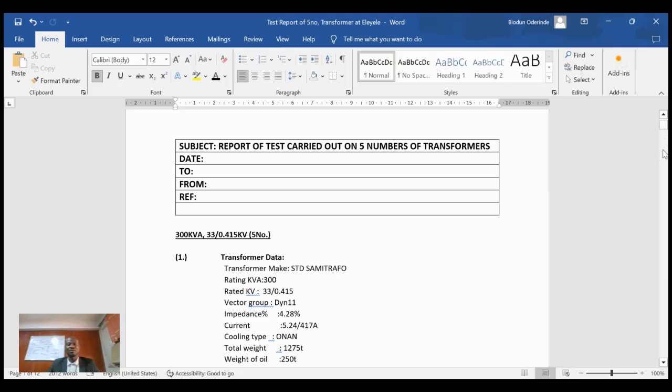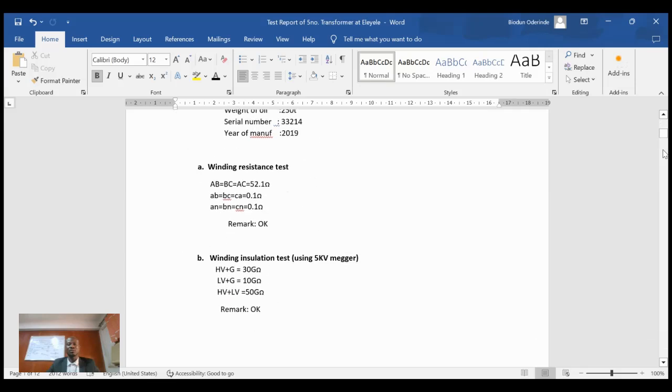So today we'll be discussing those tests in detail. Now we'll talk about the winding resistance test. The winding resistance test is a particular test we carry out on a transformer. So now we'll be looking at how we carry out the test and the analysis of each test.